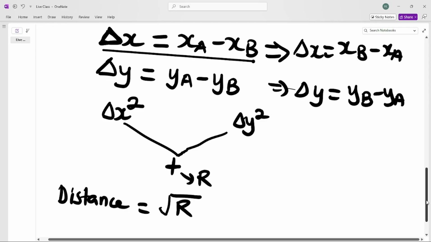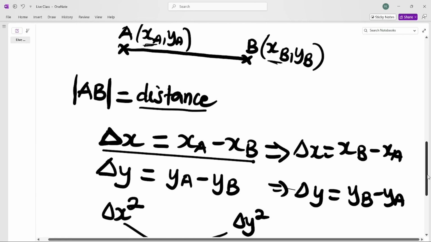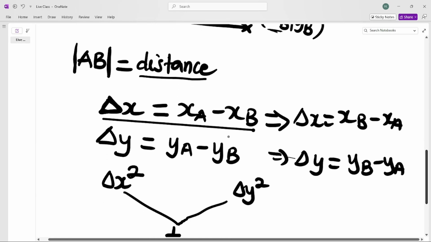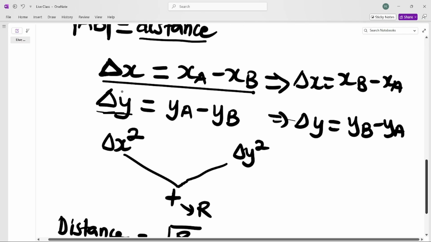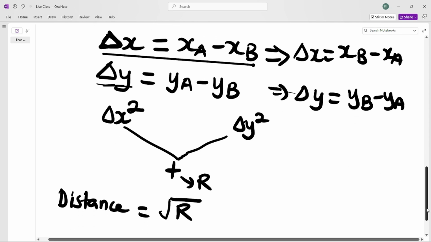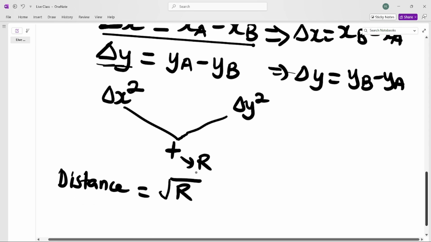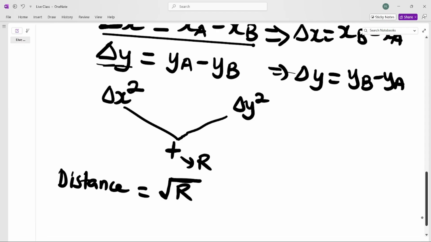I'll go over it again, so we go step by step. When you have 2 points, you first find the change in the x values and the change in the y values. When you are done, you square the x value that you got, and you square the y value that you got from the difference. After squaring them, you put them together. When you put them together, you find the square root of the result that you get. That becomes the distance. Let's do an example.